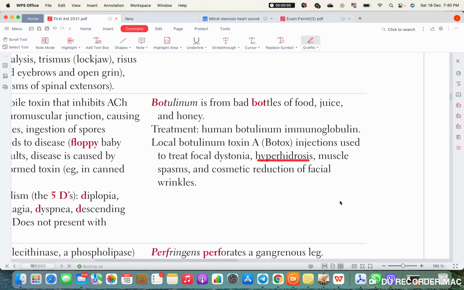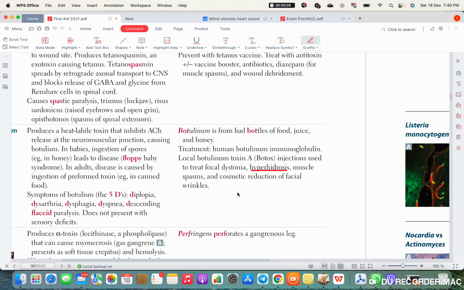Yep. You need to repeat it. You need to repeat it often. So re-administration can be as early as 3 months, but it could be up to 6 months. Okay, also for muscle spasm and cosmetic reduction of facial wrinkles.